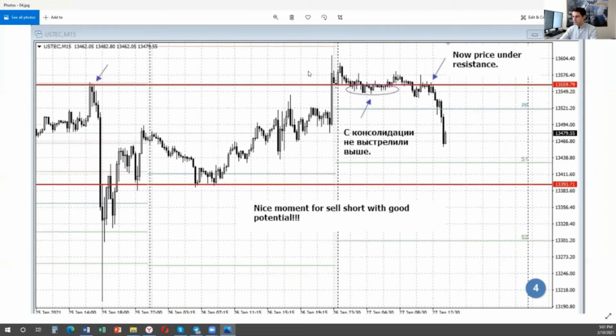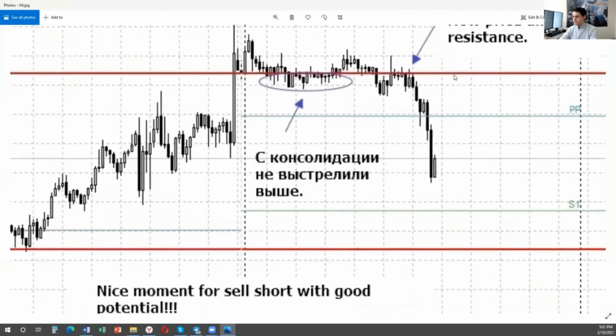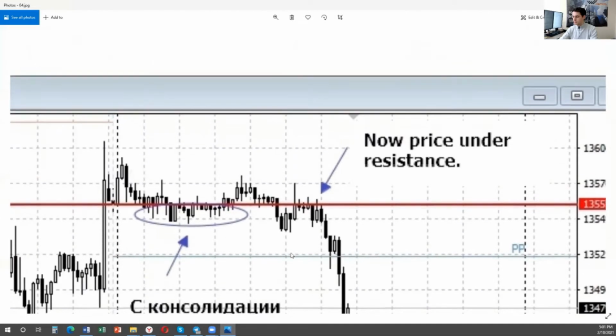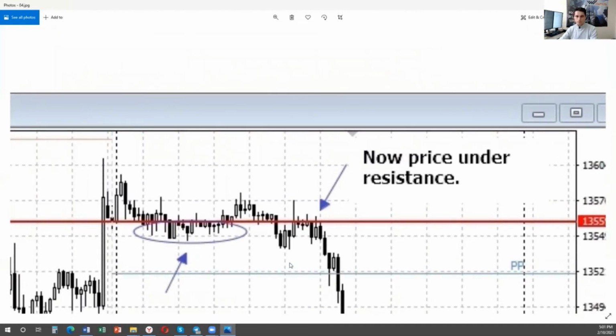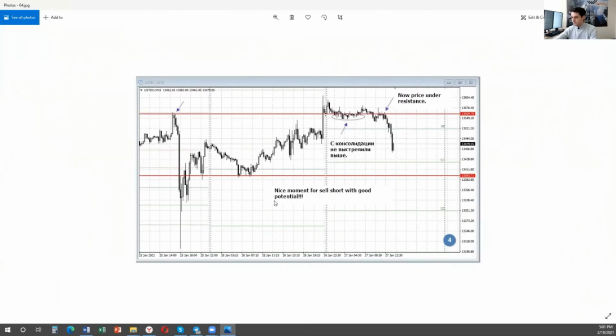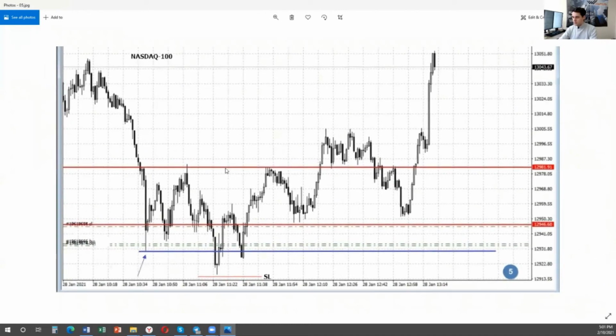Key point: the instrument tries to consolidate, no rise in impulse, and now price under resistance. Next picture. This is how the implementation looks in practice.